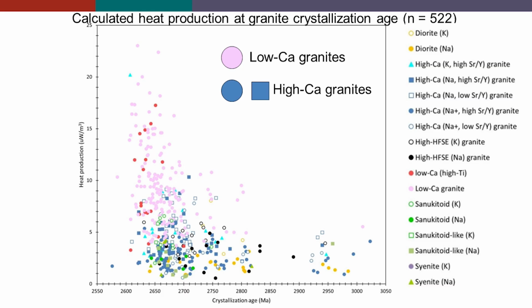this shows the data set for samples that have been dated. So we've gone from now 5,500 geochem samples down to just over 500. And this is the heat production calculated for the granite crystallization age. And I know it's hard to see the numbers, but basically the blue circles and squares represent these high calcium granites. And you can see they are fairly elevated with respect to crustal averages. And then you get that huge spike of the low calcium granites at about 2.7 onwards. These are ridiculously high heat production values.